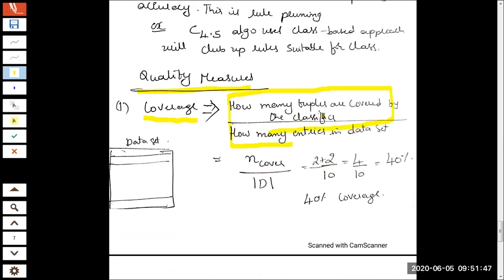So how many tuples covered by the classifier divided by how many entries. If you have not understood this, no problem. We'll directly go to example. Consider this training data set. This training data set has some 10 records, 1, 2, 3, up to 10. So how many records are there in the training data set will become the denominator. That is how many entries in the data set. What will go into the numerator? Out of these records, how many records were successfully identified by your classifier?